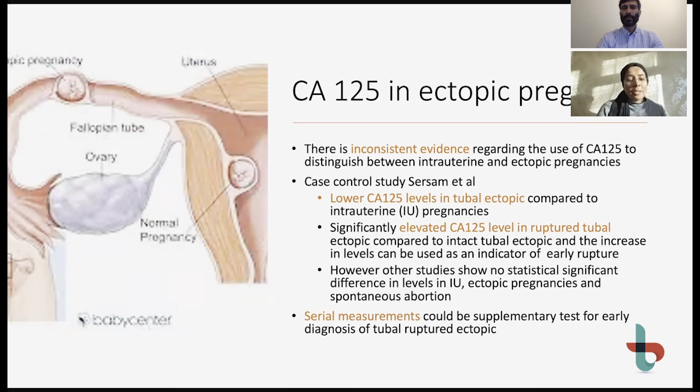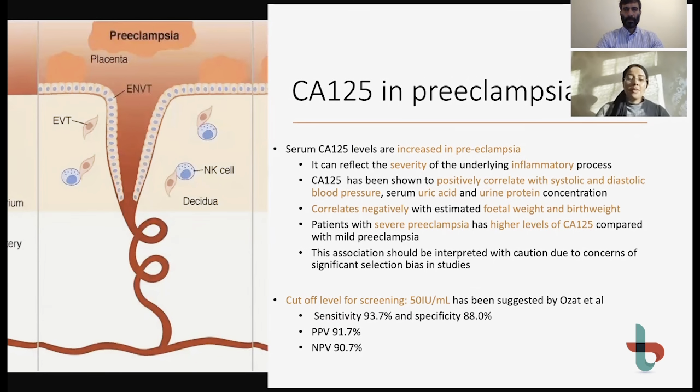Other studies have shown that perhaps serial measurements of CA125 could distinguish between the early diagnosis of ruptured tubal ectopic pregnancy. But again, due to the inconsistent level of evidence, it's not something that we can apply in clinical practice. In terms of preeclampsia, the use of CA125 appears to be more promising.